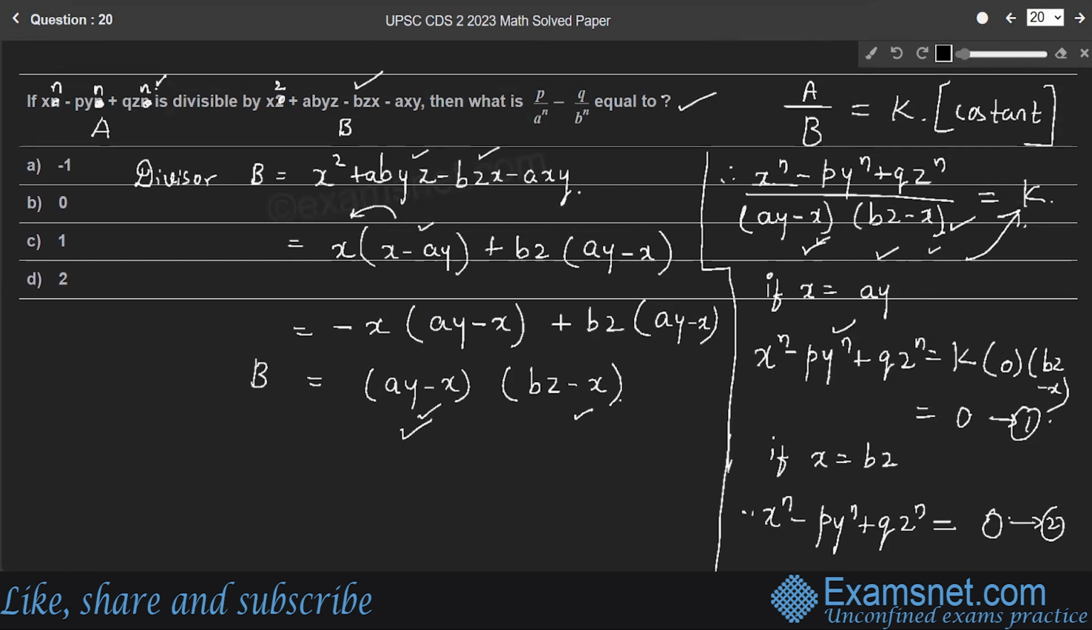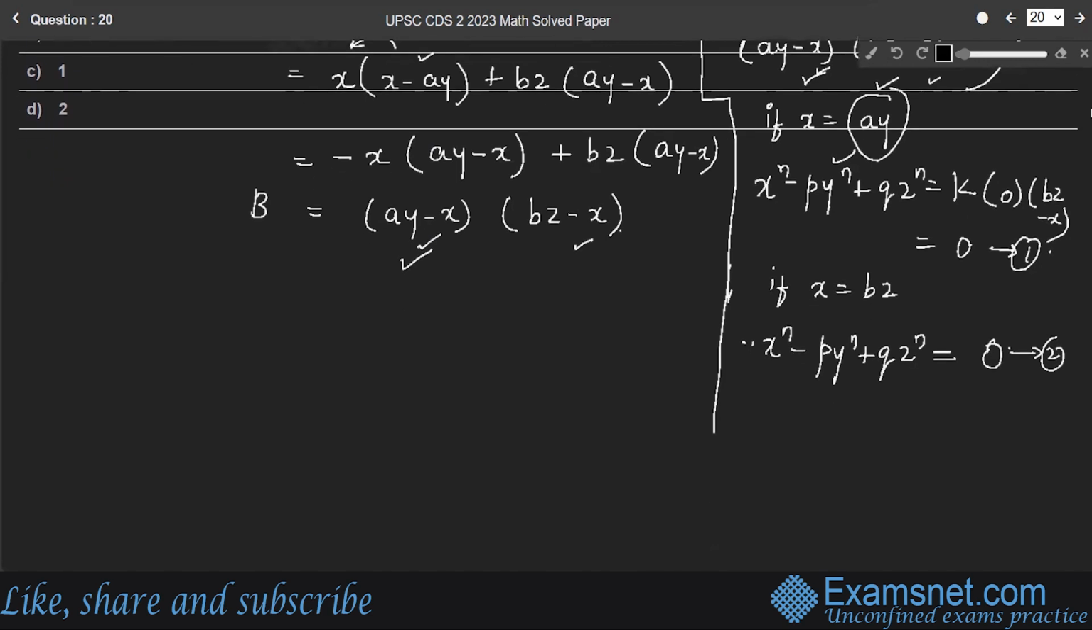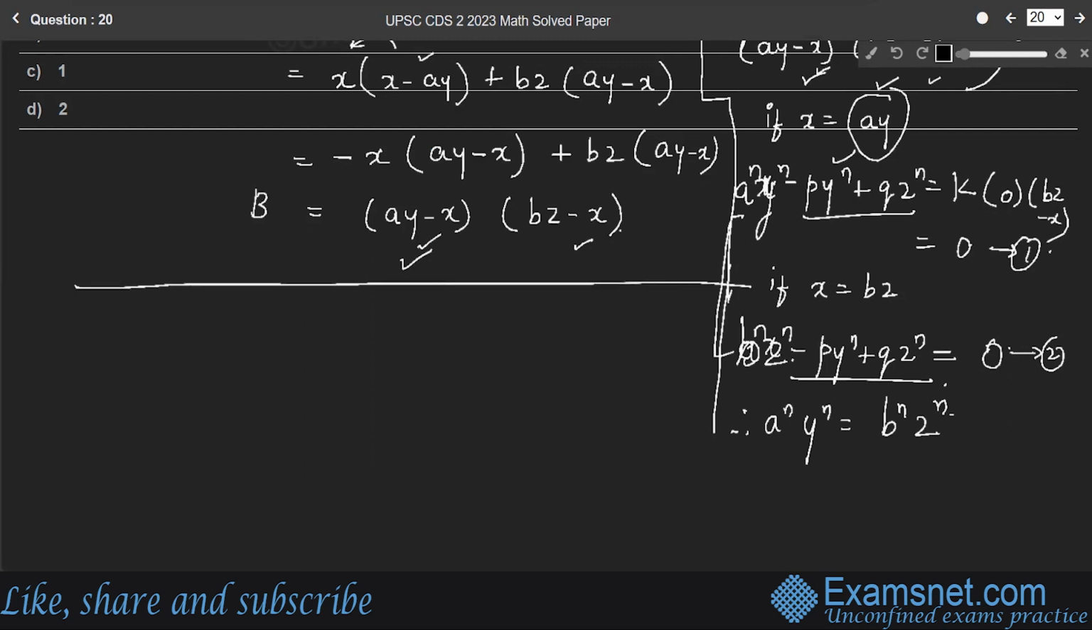So look at equation 1. Yes, where x is ay, right? We forgot to substitute the value of x here. So here x is a raised to n, y raised to n, right? Here x raised to n is a raised to n, b raised to n, z raised to n, right? Therefore, we can equate a raised to n, y raised to n is equal to b raised to n, z raised to n, where the remaining terms are the same. Now consider equation 2 or 1.